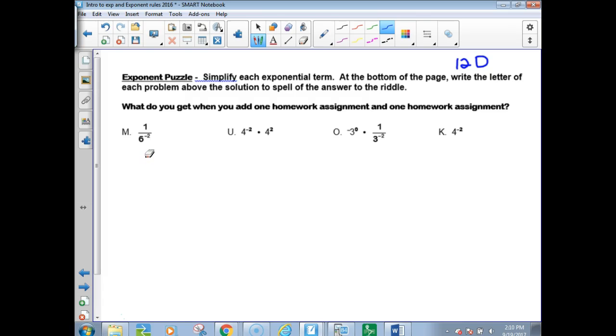Anyway, we need to remember what this rule is for negative exponents to do this page. So b to the negative n equals the reciprocal 1 over b to the positive n. So what would 1 over b to the negative n be?